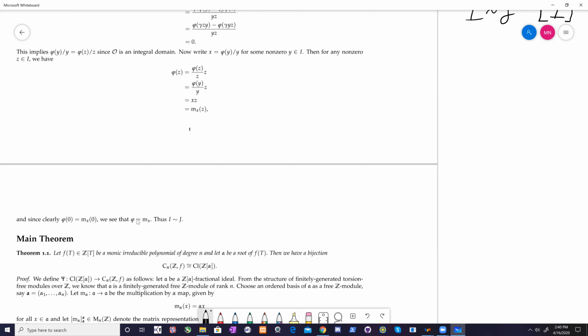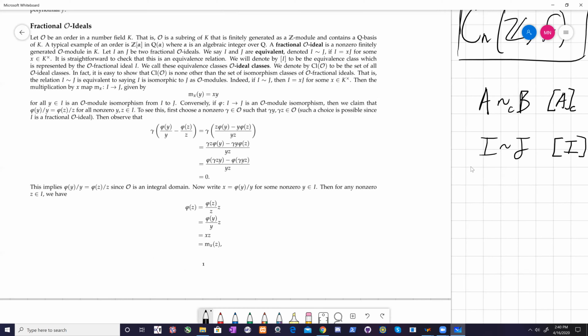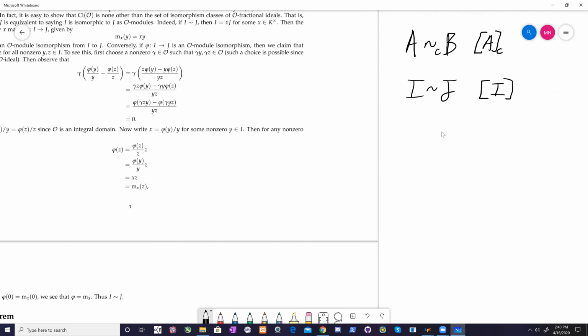We actually do have var phi is equal to m sub x. So I is equivalent to j, and that's what we just showed here. So this equivalence right here really is essentially an isomorphism of O modules.